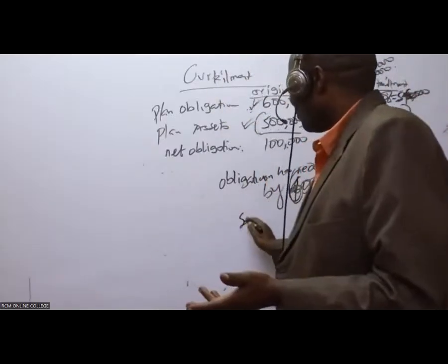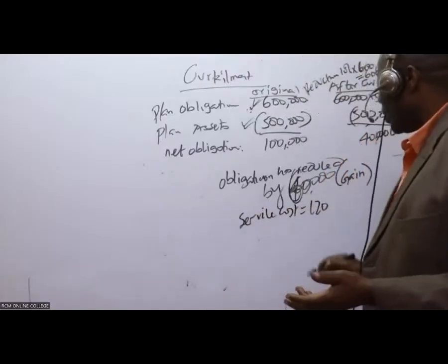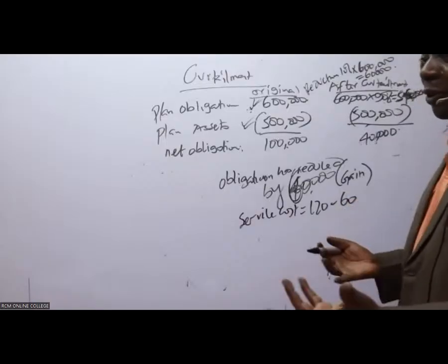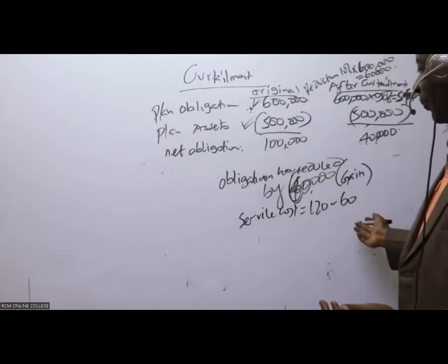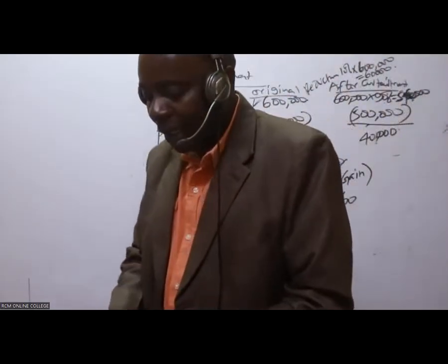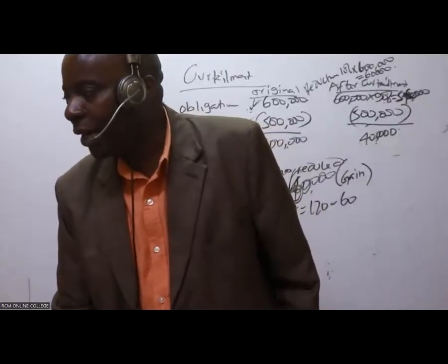If, for example, the service cost in the year is 120, and then there is a gain of 60, you'll come and do what here? Again, of course, a gain is the opposite of cost. You have to subtract. So we are repeating again: if you're asked here, curtailment costs are normally adjusted on the service cost.